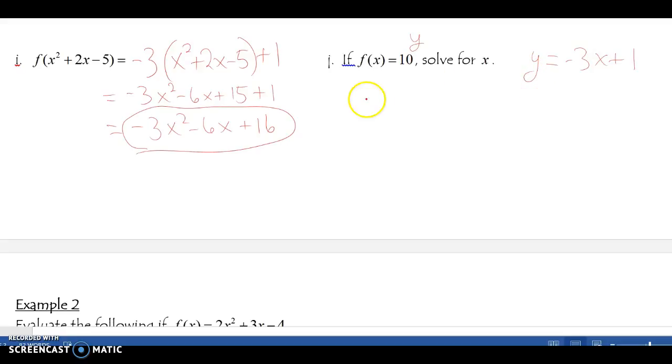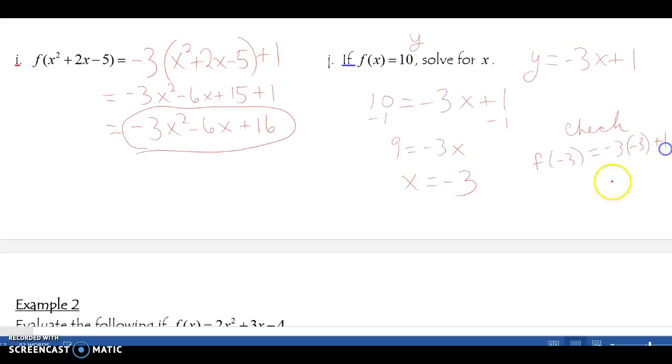We have what it equals, so this allows us to set up this equation, which we can then solve for x. Subtract 1, and we'd get x equals negative 3. And we could check that. We're saying that f of negative 3 should give us 10. So let's see, negative 3 times negative 3 plus 1 does equal 10. So it checks.